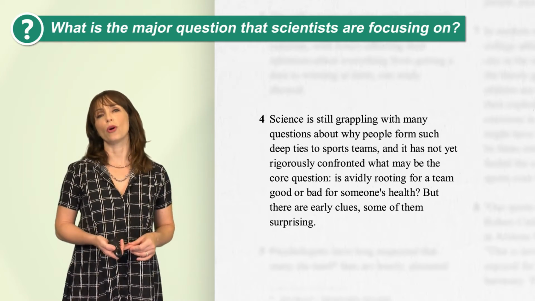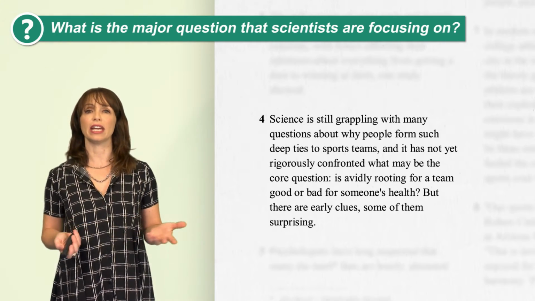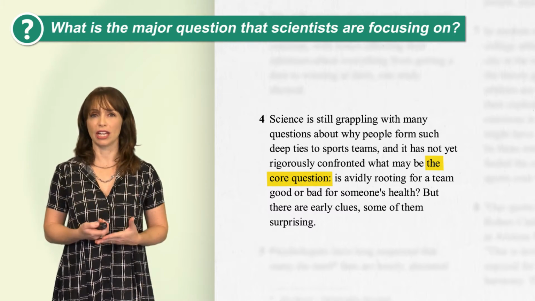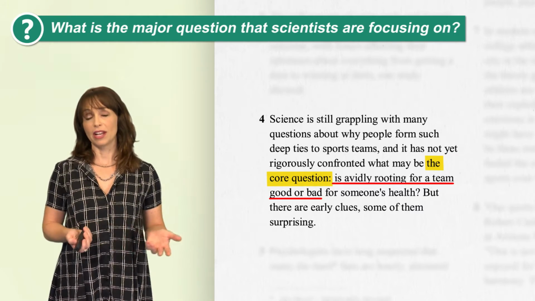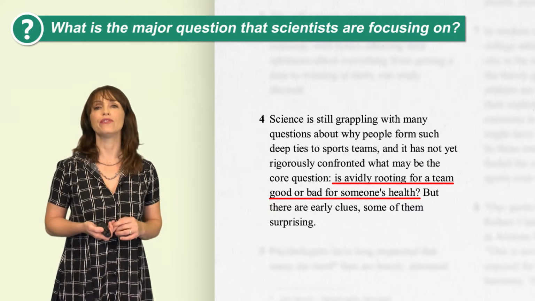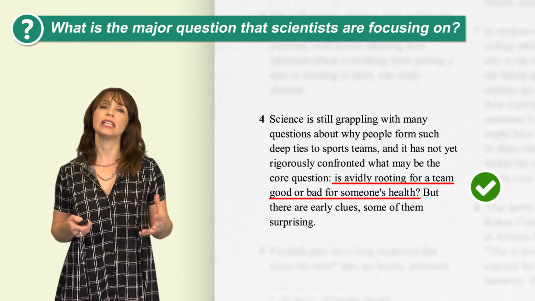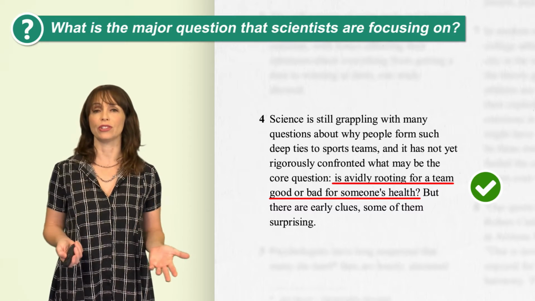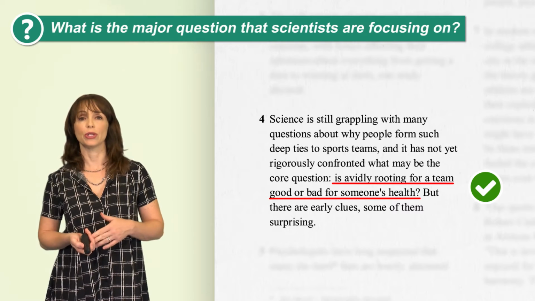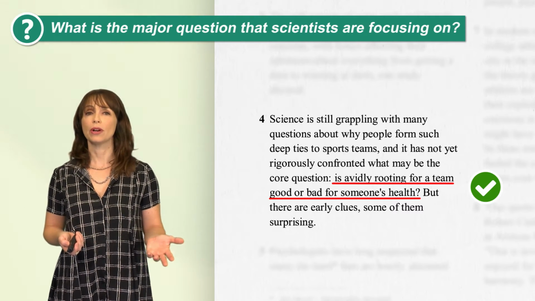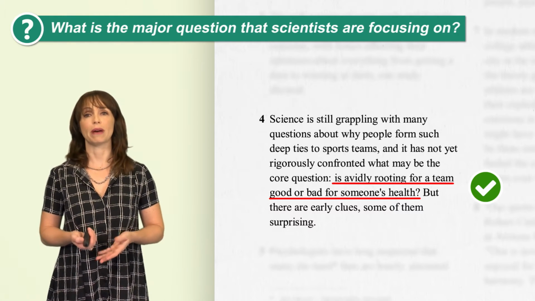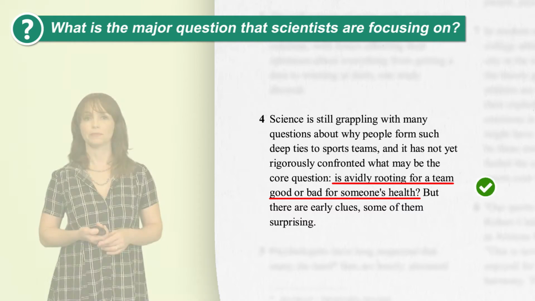So in paragraph 4, you can see the phrase, the core question, colon, yes? The main question. What is the core question? Is rooting for a team good or bad for someone's health? So this is the main question that scientists are trying to answer. And this also is the main question that the writer is trying to answer. So is it good for you, health-wise, to root for a team, or is it bad for your health?